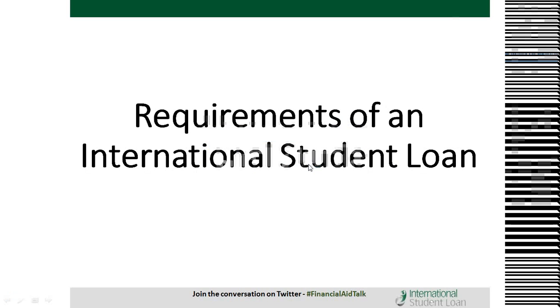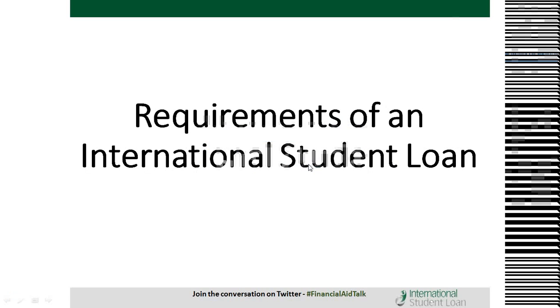Now if you're a U.S. citizen, a co-signer is not required, so you don't have to have a co-signer in order to apply. However, it's typically a good idea to still try and find a co-signer. That way, once again, you will be approved for an international student loan and get the best interest rate possible.